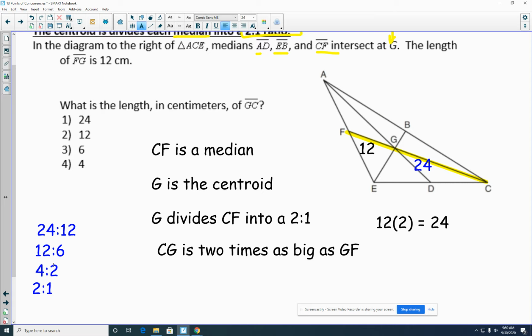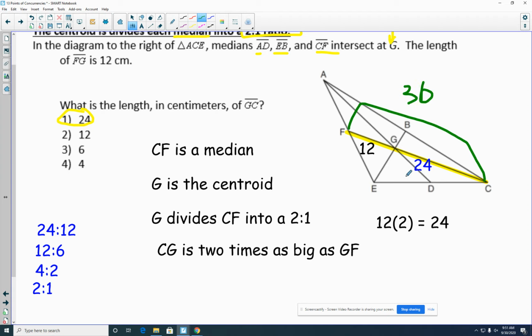Right? All of these, right, 2 and 4. 4 is twice as big as 2. 12 is twice as big as 6. They all reduce down to a 2-to-1 ratio. So the length of GC is 24. Now, something else that's interesting is they could also ask for the length from F to C, right? And F to C would just be 12 plus 12 plus 24, which is 36. They could ask for that too.